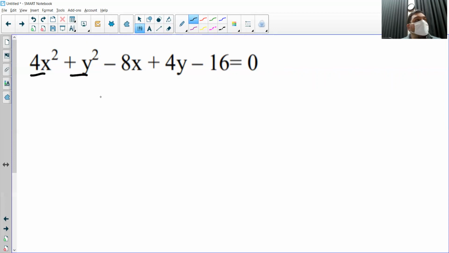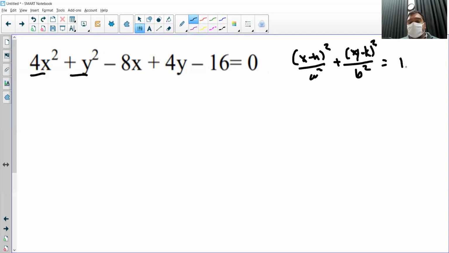4x squared, y squared. These are not equal, so it's not a circle. They're squares, so it's not a parabola. So they're positive. This is going to be an ellipse. So we know what it's going to look like. Now, I don't know which one's a and b yet, so I'm just going to put it generically. But x minus h squared over a squared. I don't know if this is going to be a squared or b squared. Remember, in the ellipse, whatever's bigger is the a squared. X or y minus k squared over b squared equals 1. 1, always 1 for ellipses and hyperbolas.